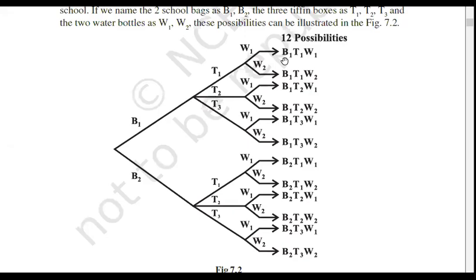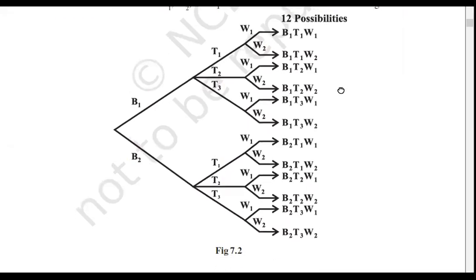Okay, very good. Now see this. First, choose either bag 1 or bag 2. Then you can choose a tiffin: tiffin 1, tiffin 2, or tiffin 3. After choosing the tiffin, you will choose a water bottle, water bottle 1 or water bottle 2. And you will have 12 possibilities. So I hope all of you are getting the concept of the fundamental principle of counting. Yes, everyone?